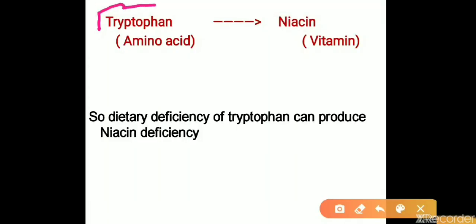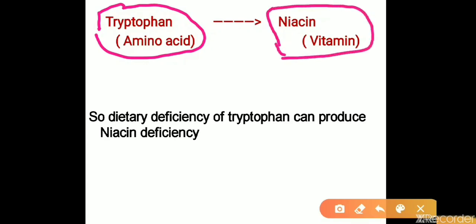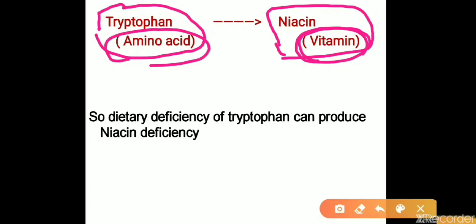So tryptophan is an aromatic amino acid, and our body cell has an ability to synthesize niacin from tryptophan, that is known as nicotinic acid pathway. So a vitamin is derived from an amino acid. Clear? So the dietary deficiency of tryptophan can produce niacin deficiency. The reason is one of the sources for niacin is tryptophan. So if there is a tryptophan deficiency, that can also lead to niacin deficiency.